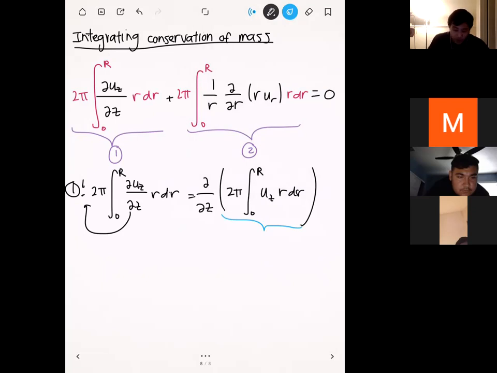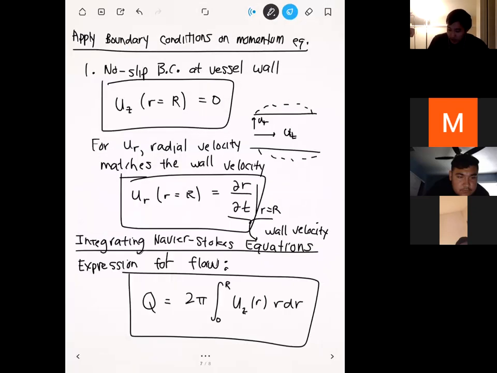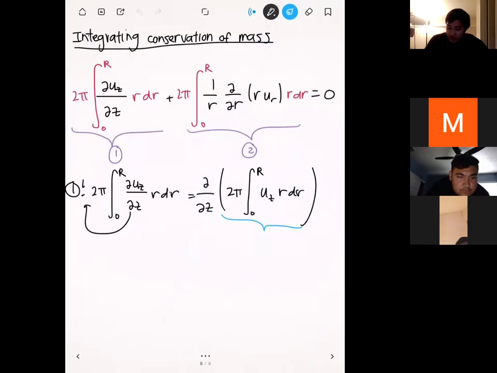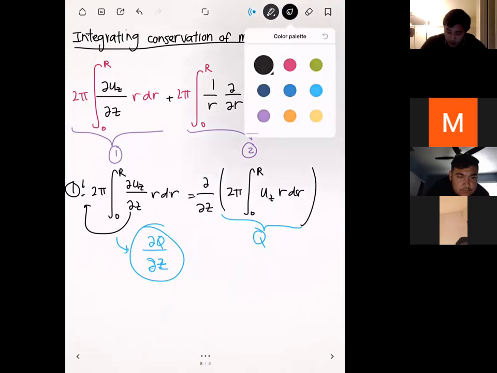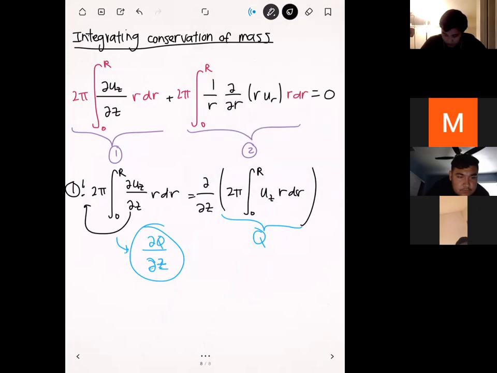And this should look familiar to you guys based on what we had on the previous page. What we have in these parentheses here is exactly q, right? And so this first integral here, we can just rewrite as partial q, partial z. And that's nice because that simplifies things pretty significantly for us. Okay, so that's the first integral that we have on there.